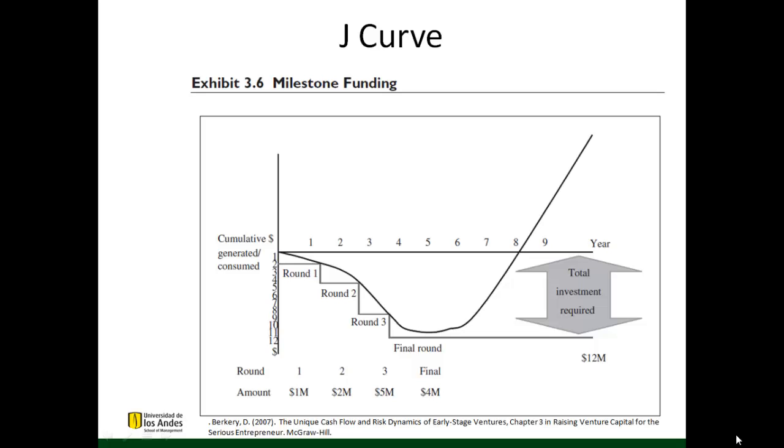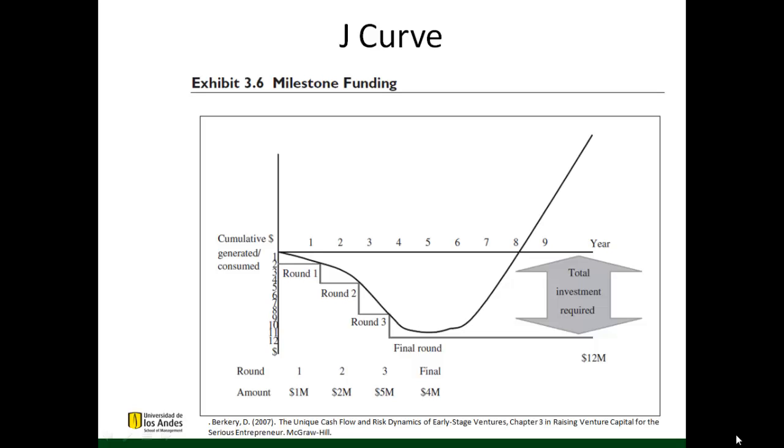Okay? Because when the J curve gets to a lowest point and then starts going up, that means that your business is producing more and more cash, more and more positive cash, or less and less negative cash, and from that moment on, you should be able to survive on your own. Okay, so in this example, the entrepreneurs asked first for 1 million, then for 2 million, then for 5 million, and then for 4 million, right?